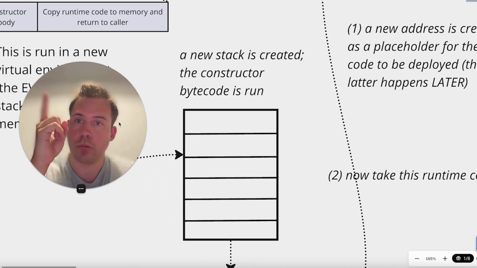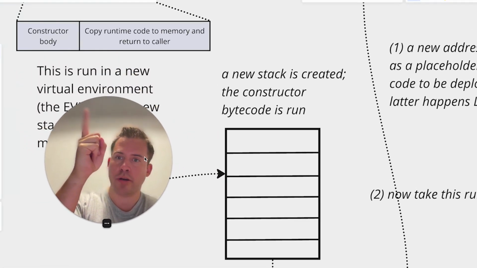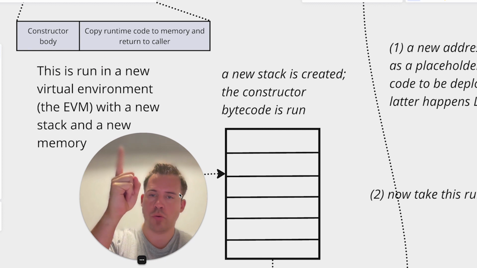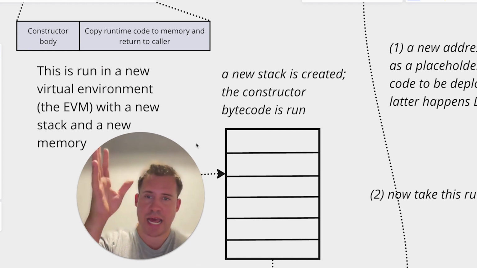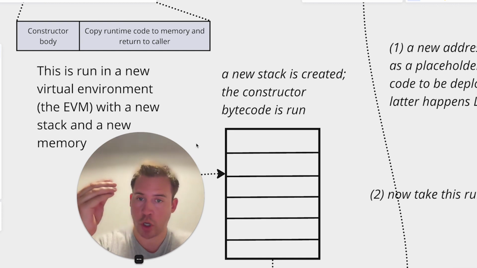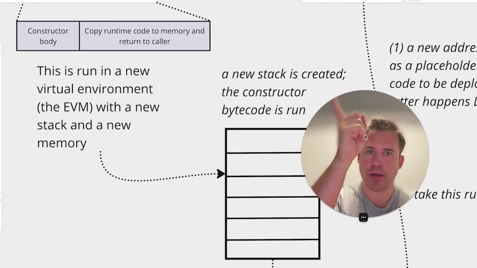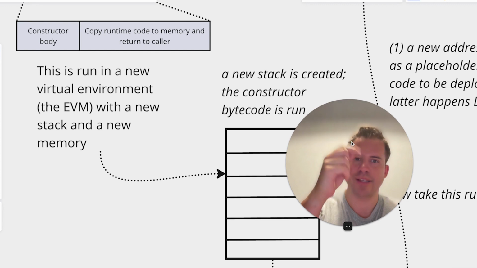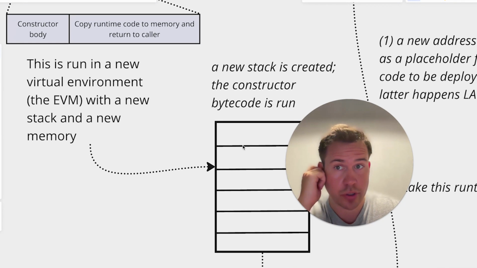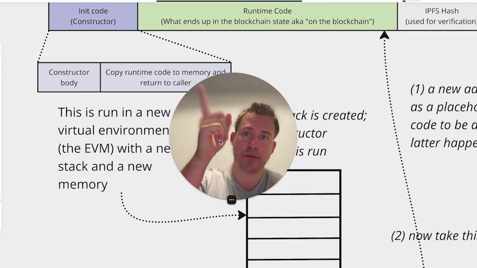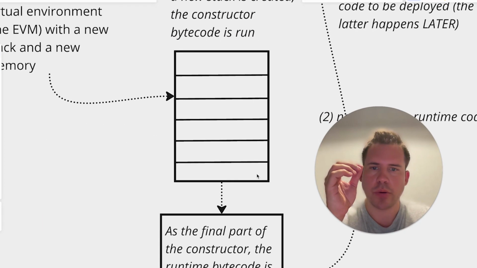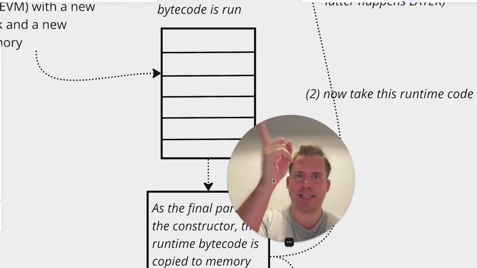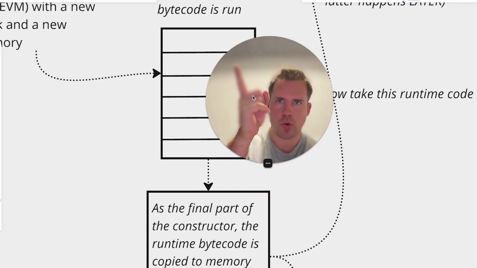All right, so this constructor body is run in a virtual environment. The validator, as they're running the constructor body, creates a new EVM with stack and memory and all this kind of stuff to run the code. So a new stack is created. The constructor bytecode is run, so that's the body of the constructor, and also, at the end of it, the part which copies the runtime code. We're going to show that as just this stack here, and we're going to run through that bytecode and so on.